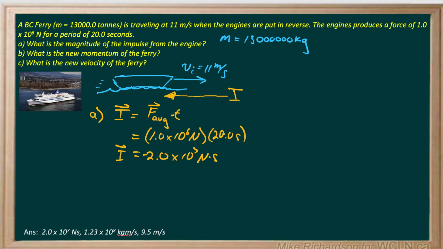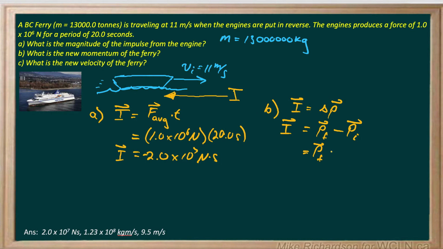Keep that in mind. Question B, what is the new momentum of the ferry? Well, we also know that impulse is change in momentum. And change in momentum is simply P final, which is what we're looking for, the final momentum, the new momentum as a result of it slowing down, minus P initial. So there's my equation. Impulse is change in momentum. P final is what we're looking for. P initial, we just go mass times velocity.